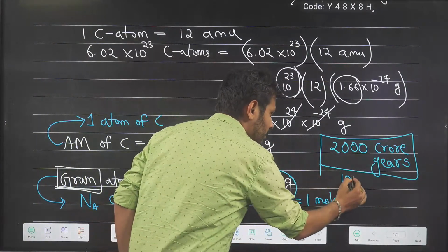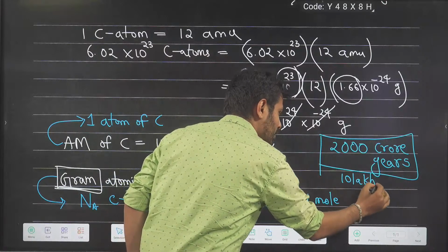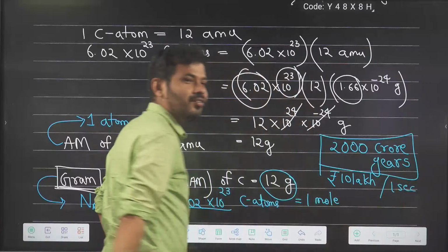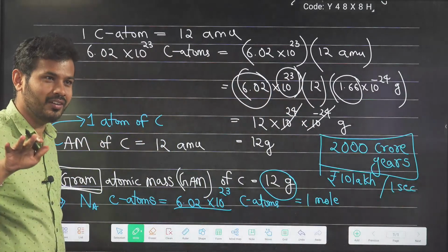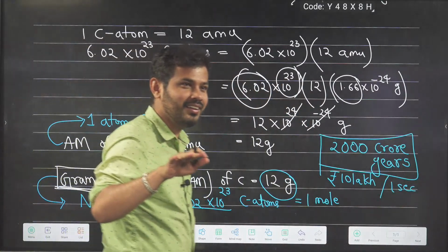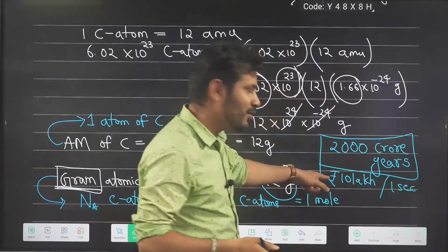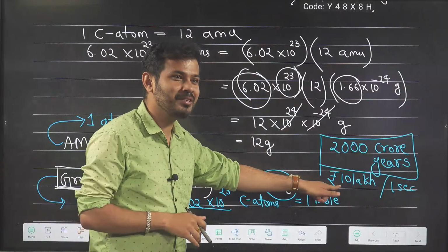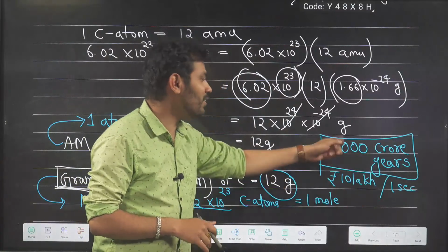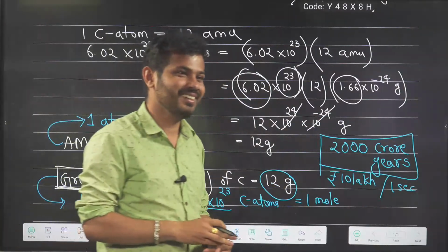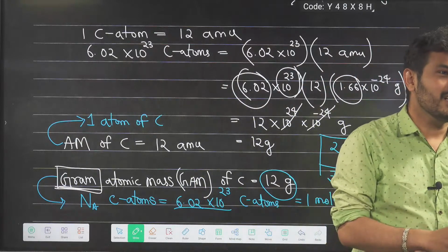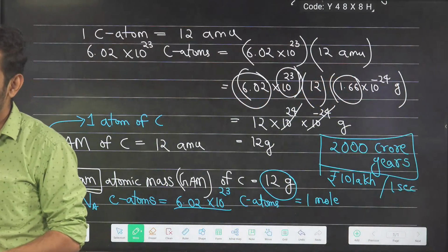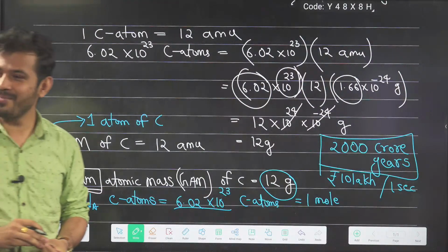At what rate are you spending? 10 lakh rupees you are spending in 1 second. 1 second, 10 lakh rupees gone. Whether that 10 lakh rupees is there in our account or not, we don't know. But what I'm saying is, if suppose we are spending 10 lakh rupees in 1 second, then also you will require 2000 crore years. So you just imagine how huge a number 1 mole is. Are you getting my point? It is greater than the global economy combined.